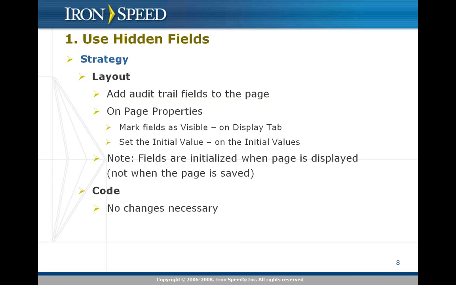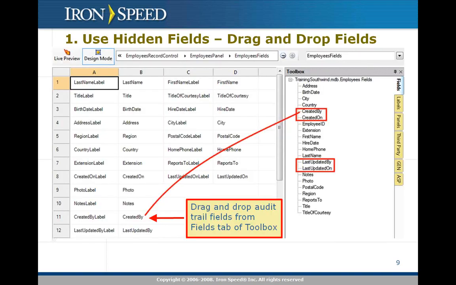And fields are initialized when the page is displayed. So just a minor point over here, if somebody displays a page and then goes off, gets a coffee, and comes back, the initial time is essentially going to be when they initially loaded the page, not when they press the save button. So a minor thing to keep in mind there. In this approach, there are no changes that are necessary on the code side. So you don't have to worry about VB.NET or C#. You just essentially make these code customizations directly in the IronSpeed Designer user interface. Let's see how we can do that.